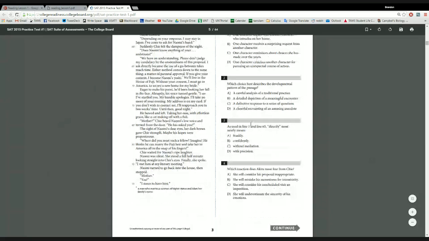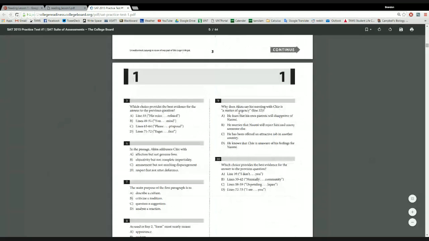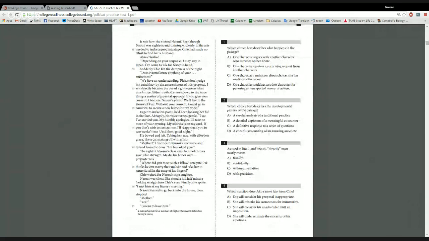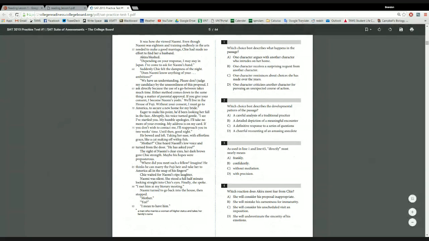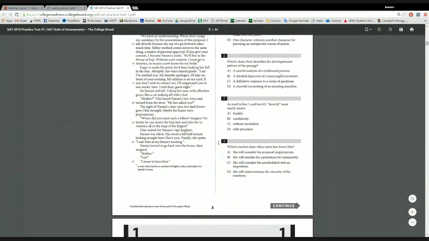Which reaction does Akira most fear from Chi? All right, okay. Let's see. Which reaction does Akira most fear from Chi? So we know that Akira is concerned that she will find his marriage proposal inappropriate, as seen around line 65, when it says, "I ask directly, between the use of a go-between, as it takes much time." So he went directly to the point.